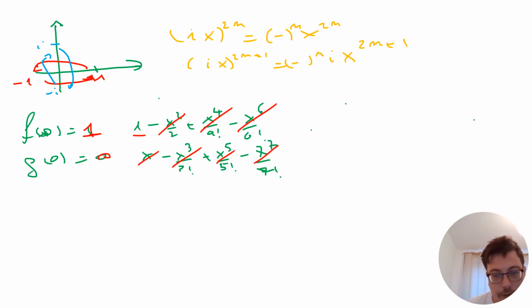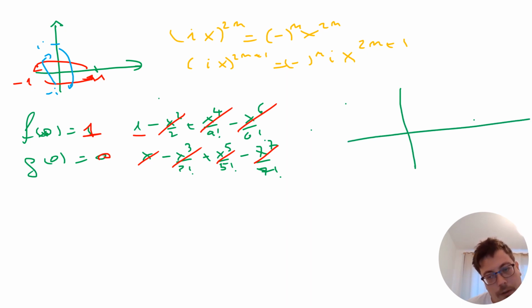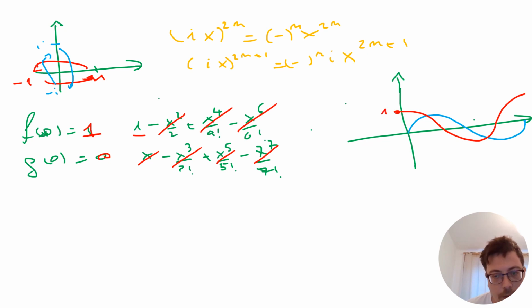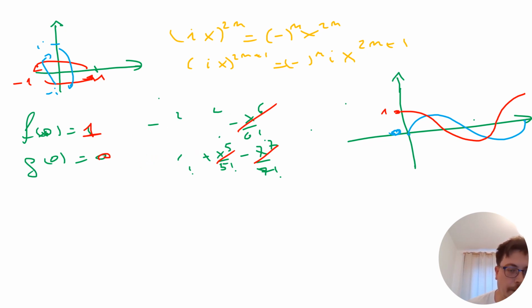And this is a reassuring starting point, because if you remember the plot of sine and cosine, the sine is like this, and the cosine is like this, and the starting point is exactly 1 and 0, as we expect. Okay, but this is not enough to prove that our two sums are the cosine and the sine.